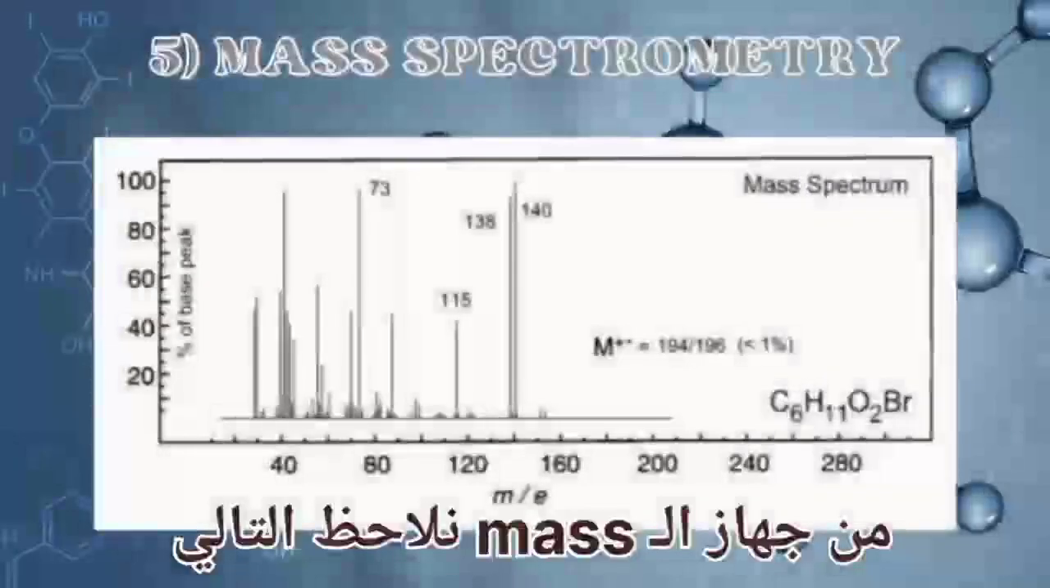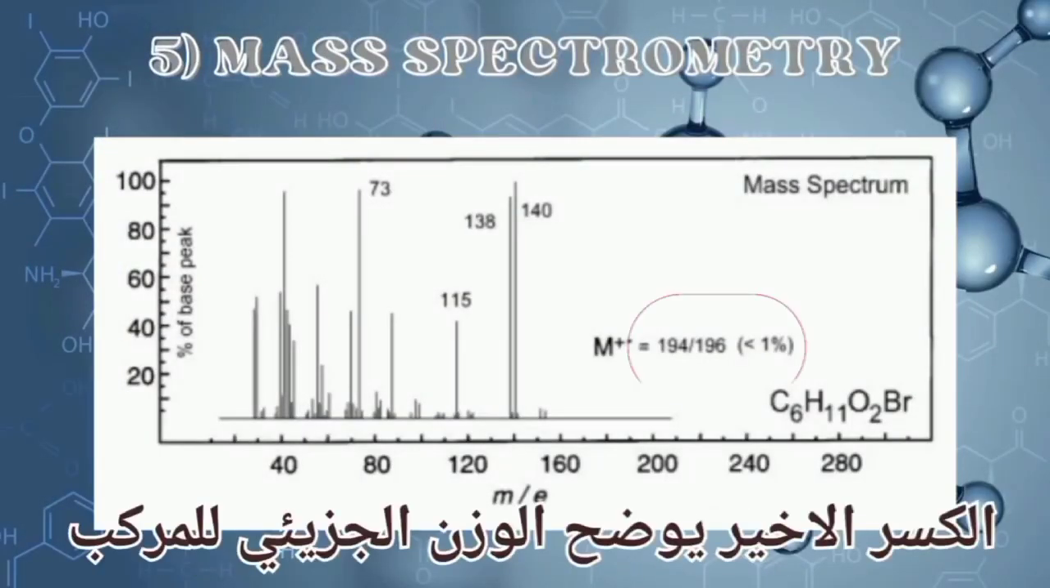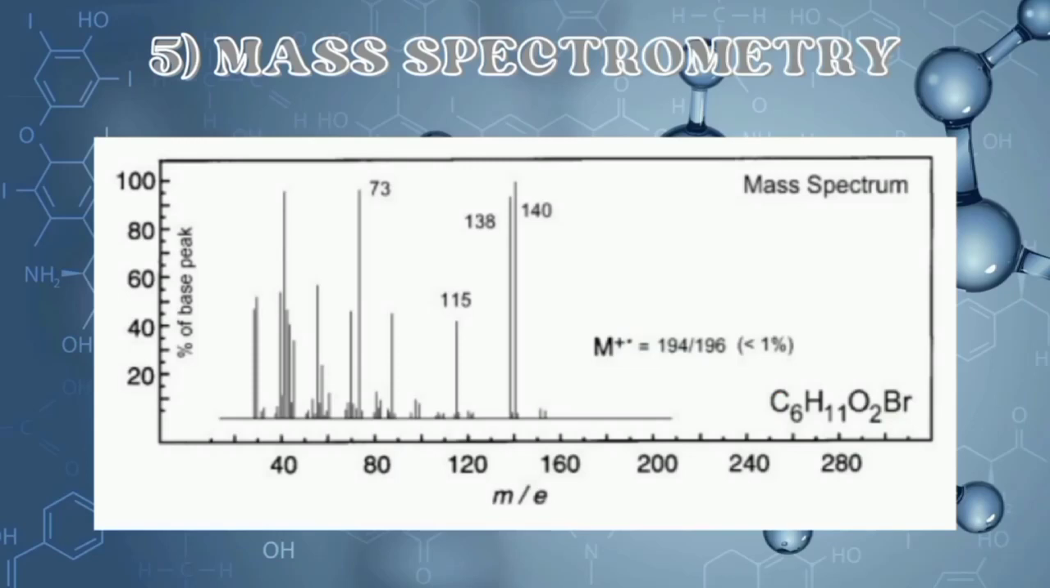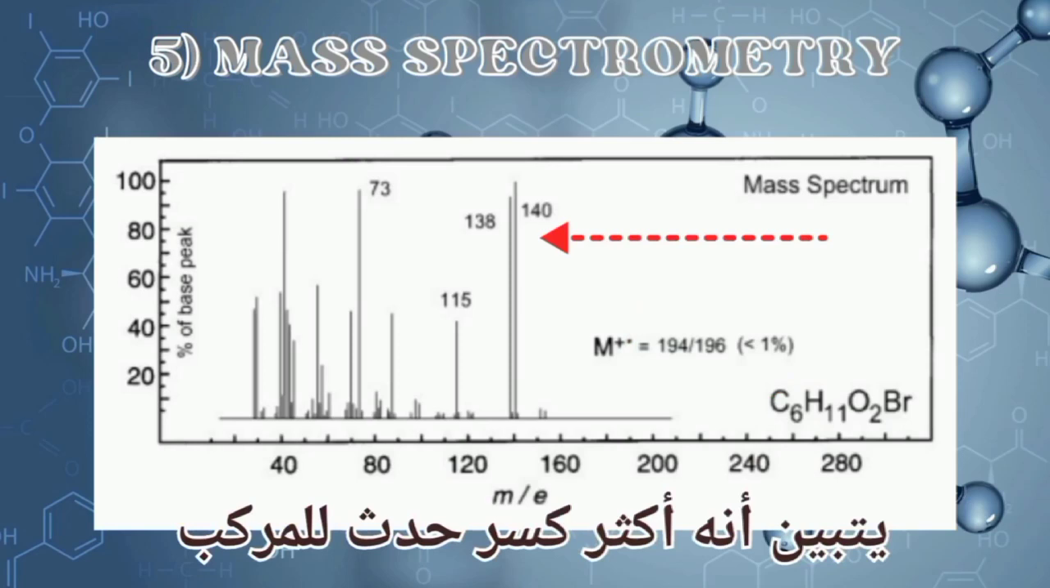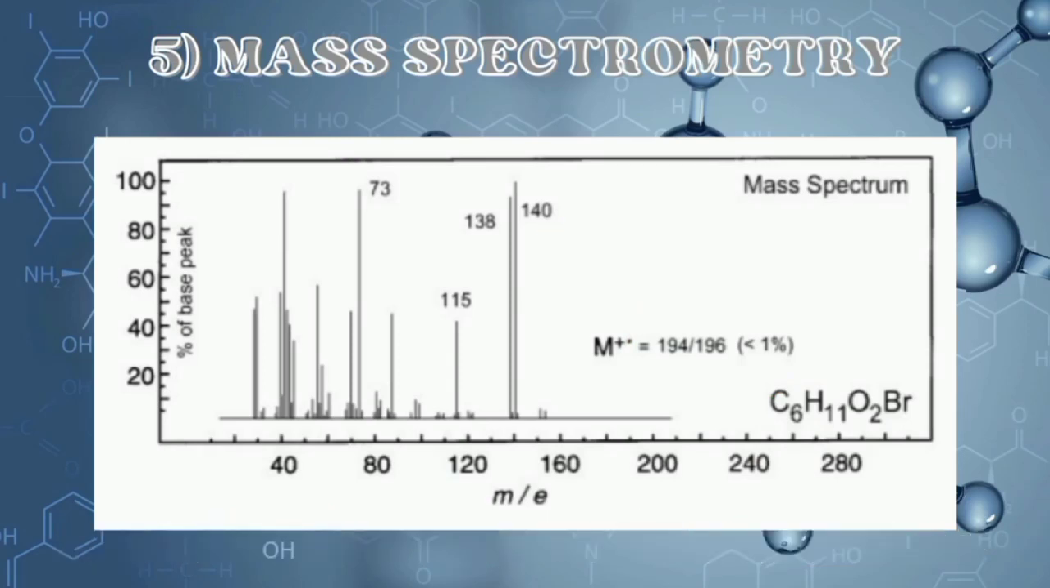From mass spectrometry, we notice the following. The fragmentation pattern in the mass spectrum shows molecular weights of 194 or 196, which indicate the presence of the M+ molecular ion peak. At peak 140, the removed fragment has a molecular weight of 54 or 56, which is a bromine atom, Br.